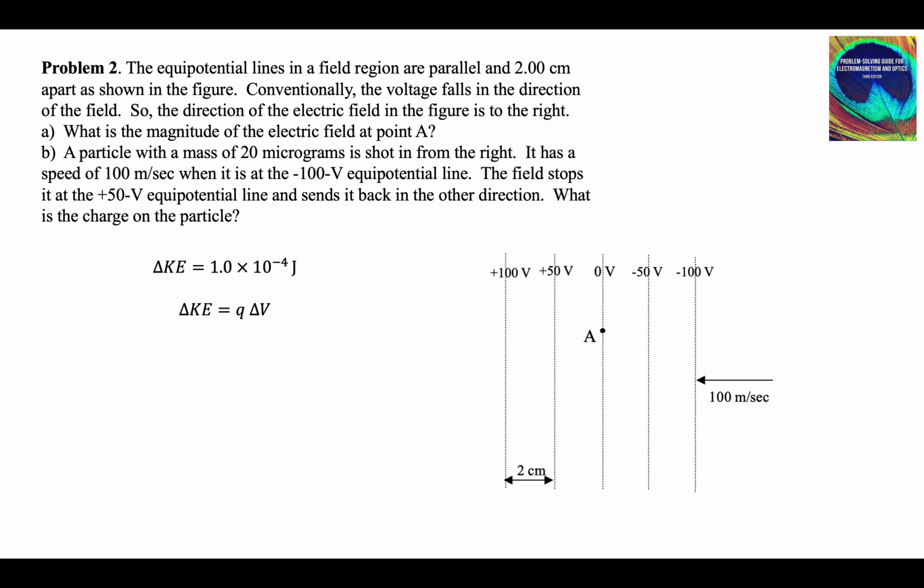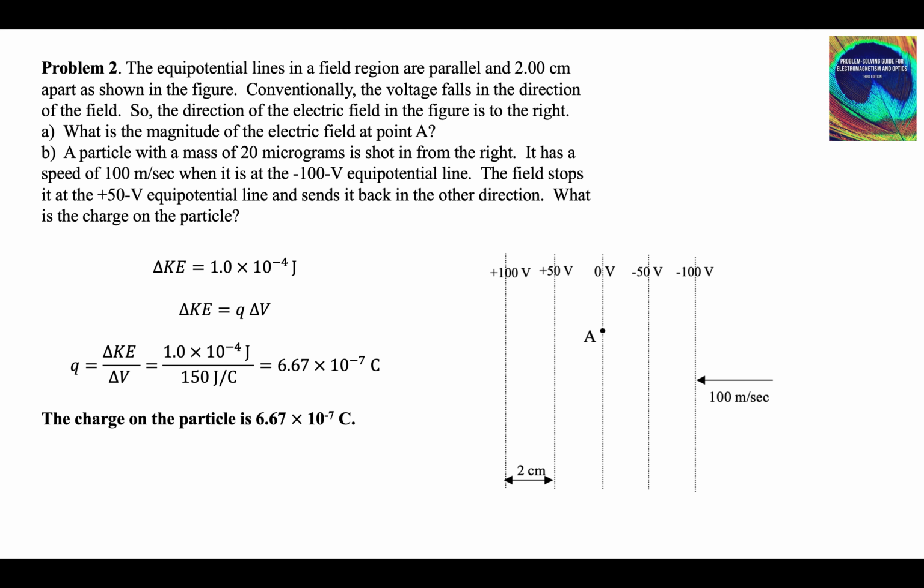There's the energy. The change in kinetic energy is Q delta V. Delta V is 150 joules per coulomb, 150 volts. And there's the charge, 6.67 times 10 to the minus 7th coulombs. That's the answer to part B, but let's do it again. Let's do it a different way.